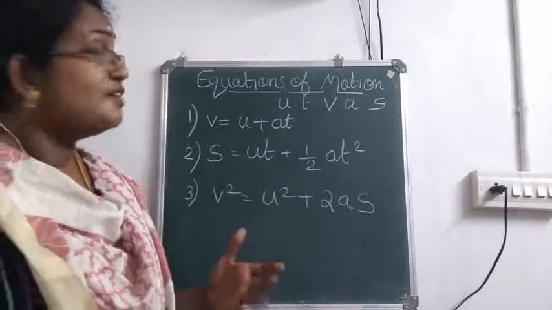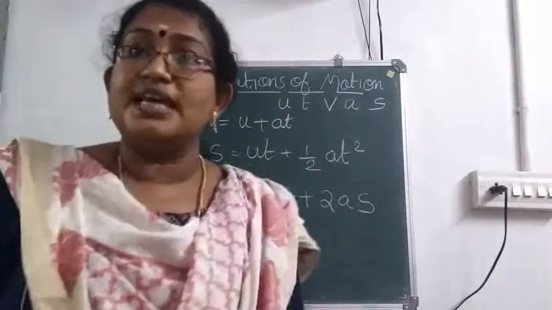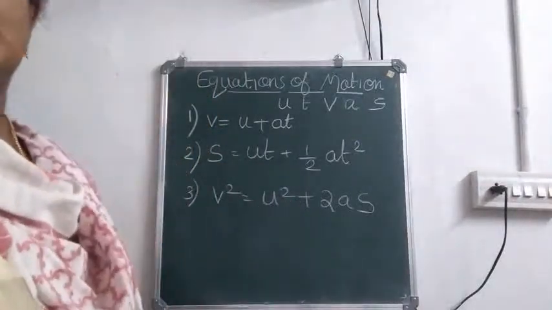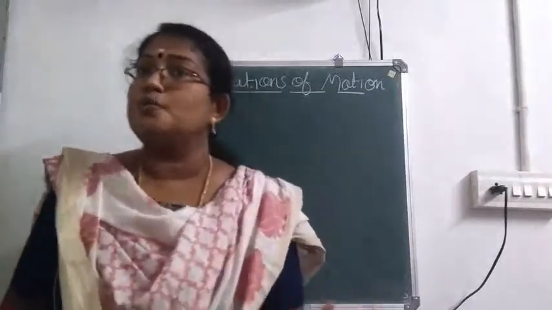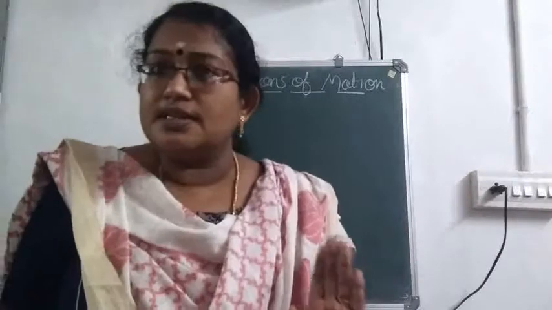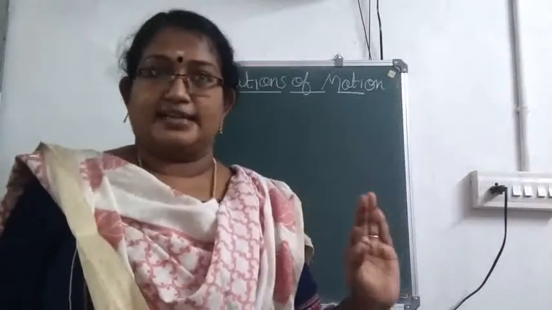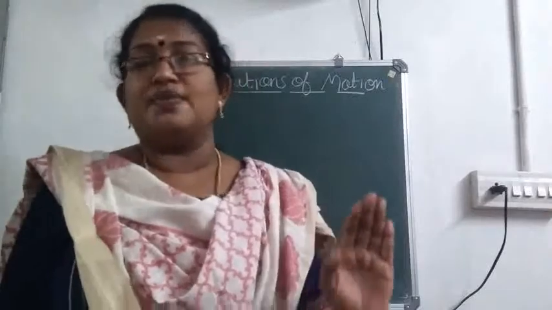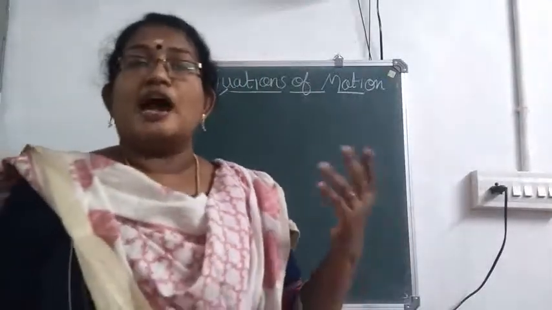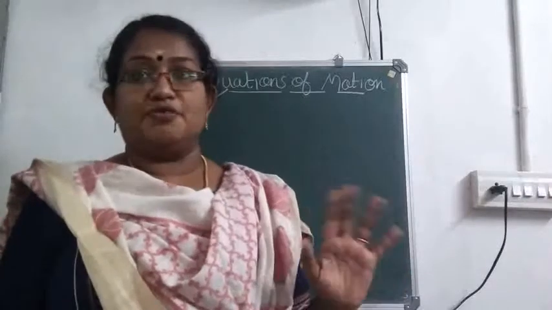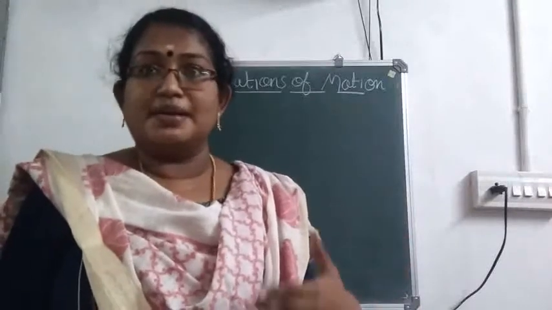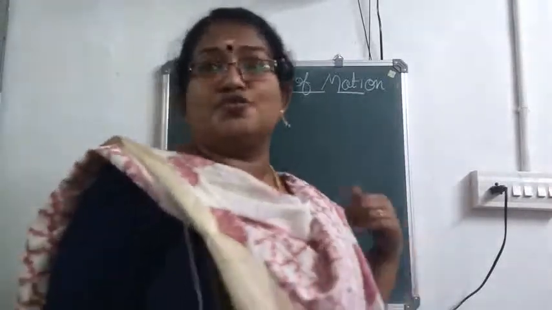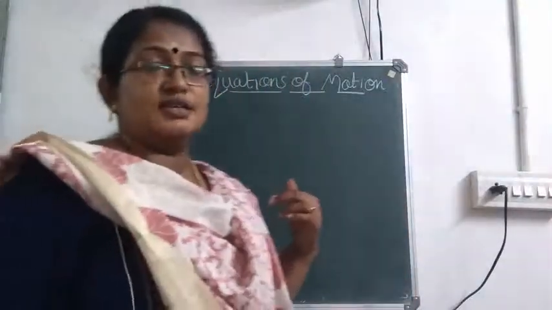So first we will move to the derivation of the first equation of motion. What is our first equation of motion? v is equal to u plus at. When you are deriving these equations, first you should write: consider a body moving with an initial velocity u. After time t seconds, let the new velocity be v and let the acceleration on the body be a. These things should be written first, and only then you go for the derivation. So, is it clear? We will start with the first one.